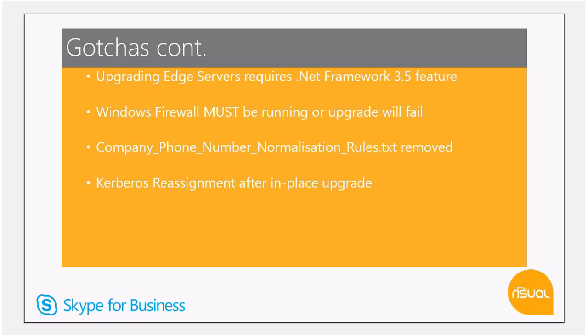Cool, thanks. And the other gotcha that we found is that if you've got multiple front-end servers, your web services will be configured with Kerberos authentication, and you'll have a user account in your Active Directory that's assigned for this purpose. When you do an in-place upgrade, that assignment to the web services gets removed. So once you've completed the Skype for Business upgrade on your front ends, you have to reassign the Kerberos account to your web services.